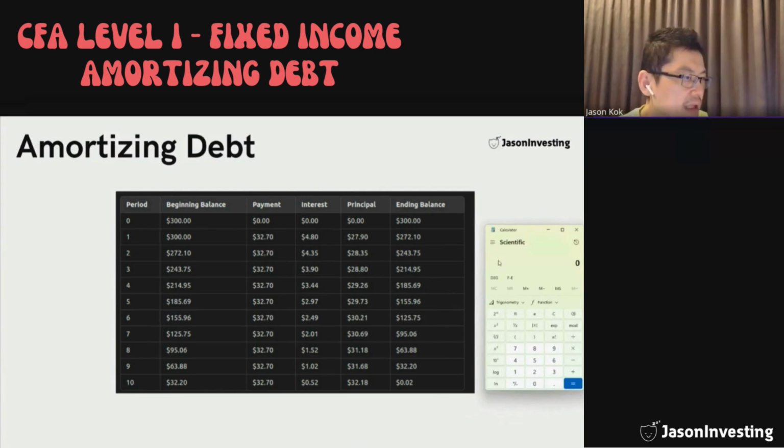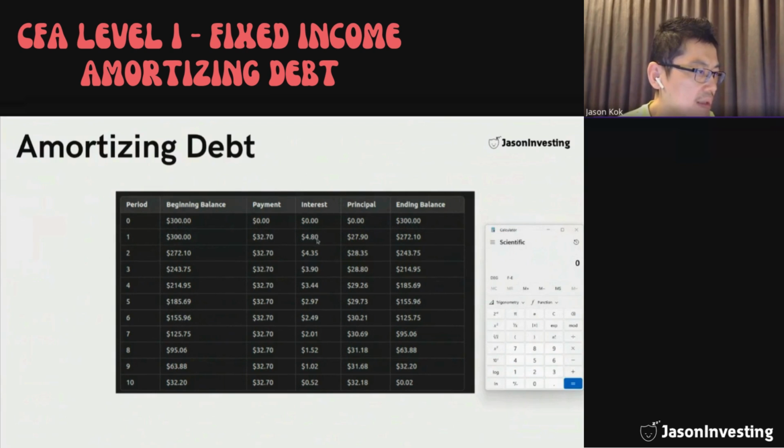As you can see, this is the earlier payment that we calculated, 32.7. This is the column, and this is the same payment for a total of 10 periods. And this is the beginning balance. This would pretty much decrease as time progresses. Note that the interest decreases as time progresses, while the principal component of the payment increases as time progresses. So each payment consists of an interest and a principal payment.